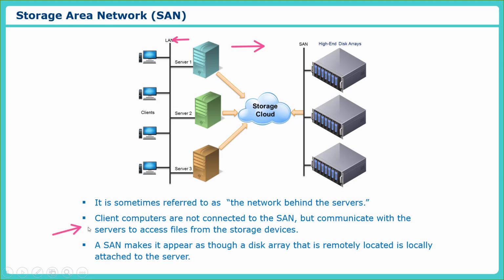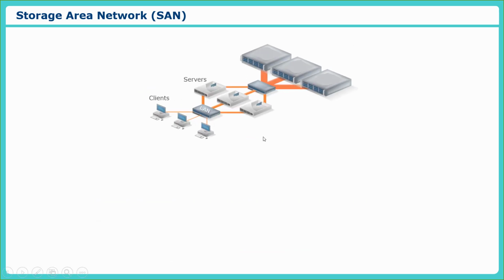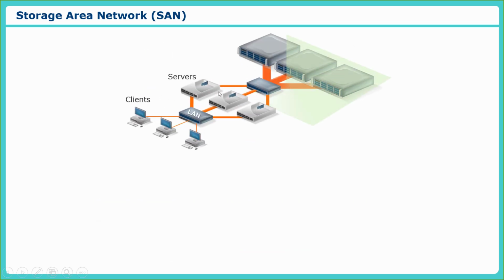Client computers are not connected to the SAN but communicate with the server. I talk to the server and the server would go and get my data and deliver it back to me. A SAN makes it appear as though the disk array that is remotely located is locally attached to the server. This network is so fast and configured in such a manner that it feels to this server like, hey, I am just accessing something locally, but technically it is far away, and from there my data is being fetched. So that is called storage area network or SAN. SAN is the network behind my server on which only storage traffic is flowing.